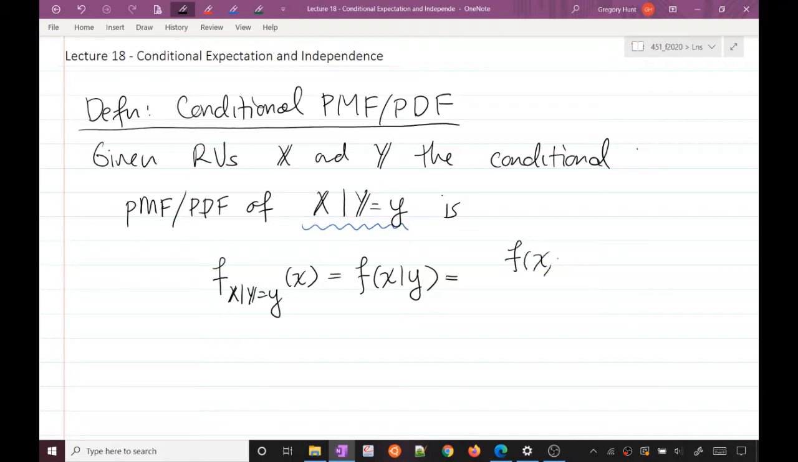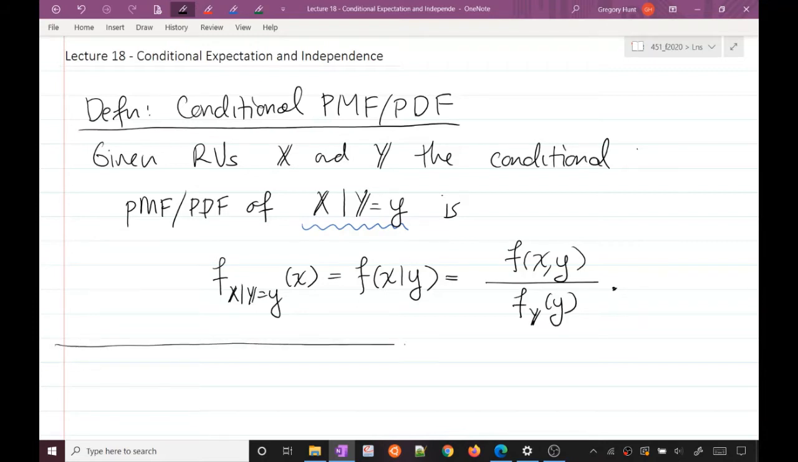And it has the following formula. It is the joint distribution, f of xy, over the marginal distribution of y. So in the case where both x and y are discrete, the top is the joint PMF, and the bottom is the marginal PMF of y. And in the case where it's continuous, it's the joint PDF over the marginal PDF of y.